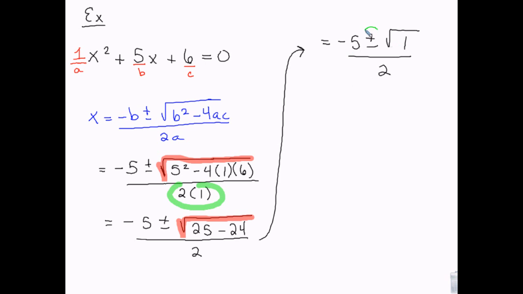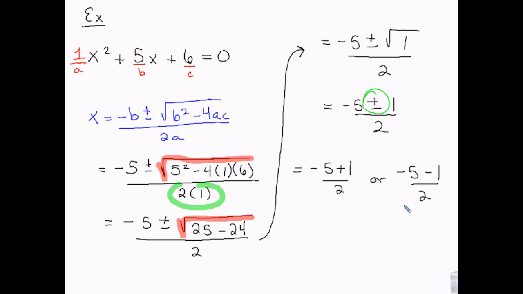Next, I need to deal with this plus or minus situation. Okay, I have to do both. The plus, oh, I'm lying, we're not dealing with that next. We have to do the square root of 1 next. I'm getting ahead of myself. Square root of 1 is 1. That one's easy. Okay, now we deal with the plus or minus situation. Okay, we have to do both. So I have to do negative 5 plus 1 divided by 2, and I have to do negative 5 minus 1 divided by 2. Okay, they both have to happen.